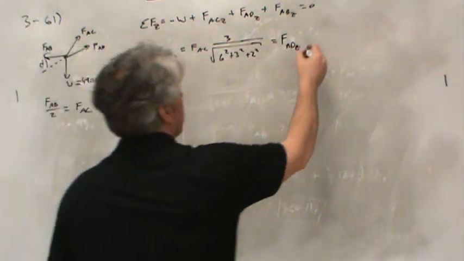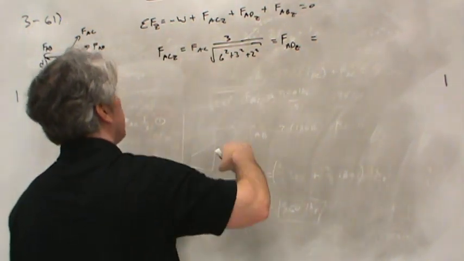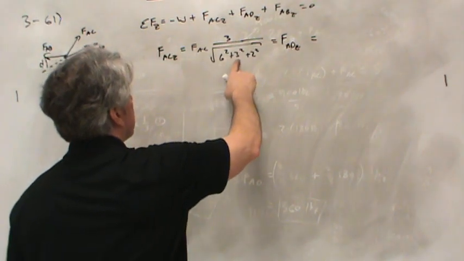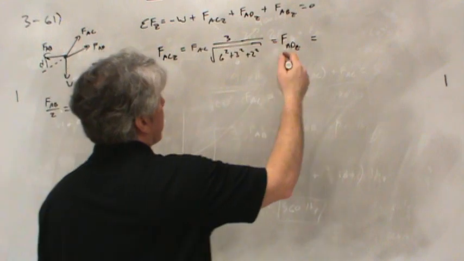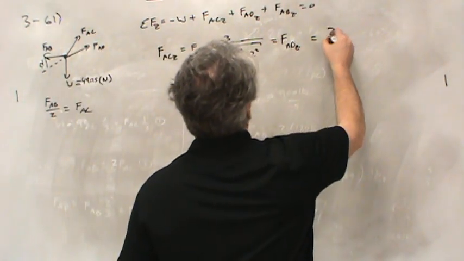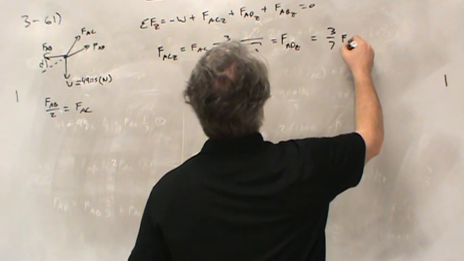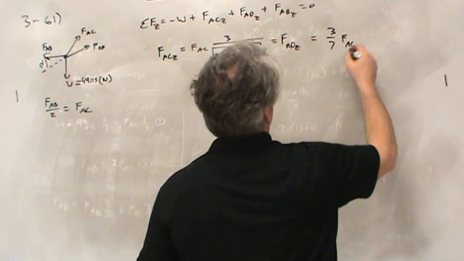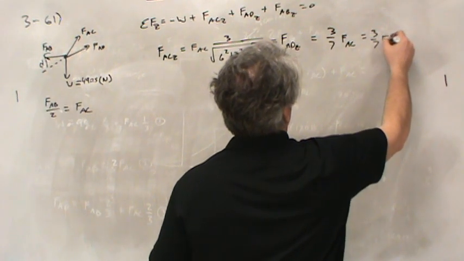Now this number, they've made it nice. 6 squared is 36, plus 9 would be what? 45, plus 2 squared is 49. Root of 49 is 7. So this is just 3/7 FAC, or also 3/7 FAD.